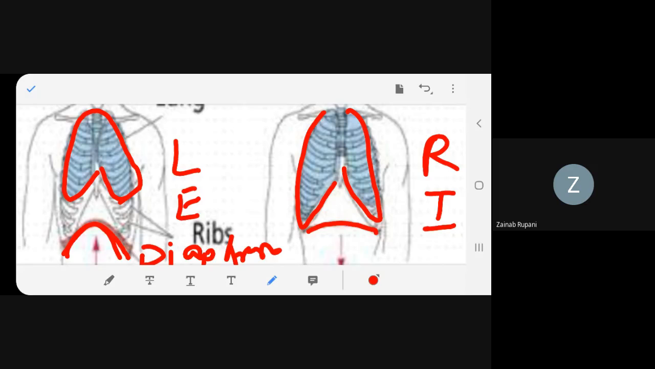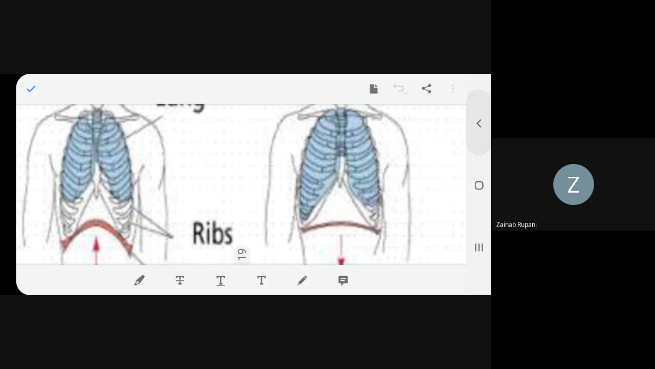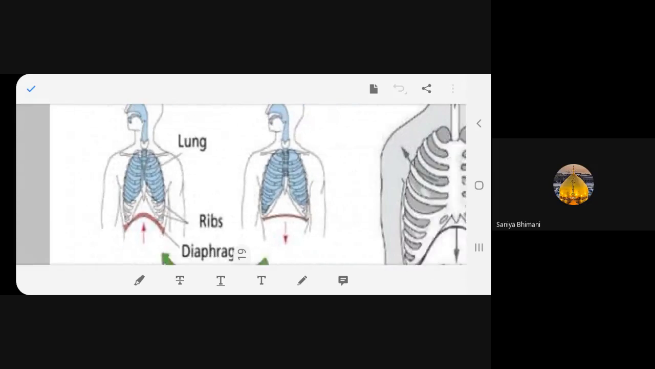Understood, Vita? So the diaphragm pushes the lungs up. It reduces its size and it squeezes the carbon dioxide rich air out of the body. Okay? Okay, beta? Yes, ma'am.